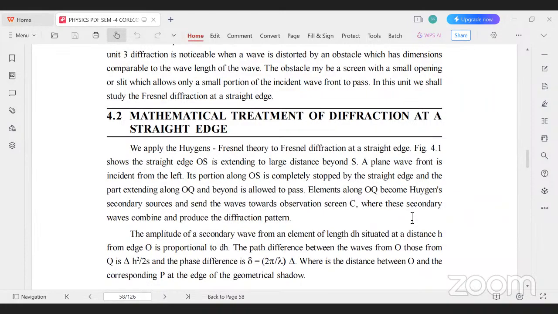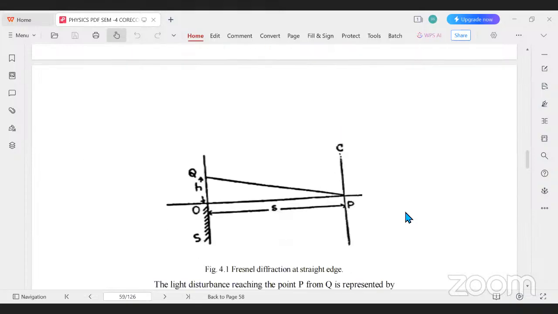So this is an experiment being explained. How are we going to apply this? We apply the Huygens-Fresnel theory to Fresnel diffraction at a straight edge. The figure shows the straight edge, that is OS, extending to a large distance beyond S. A plane wavefront is incident from the left. Its portion along OS is completely stopped by the straight edge, and the part extending along OQ and beyond is allowed to pass. So here we need to go with the diagram.